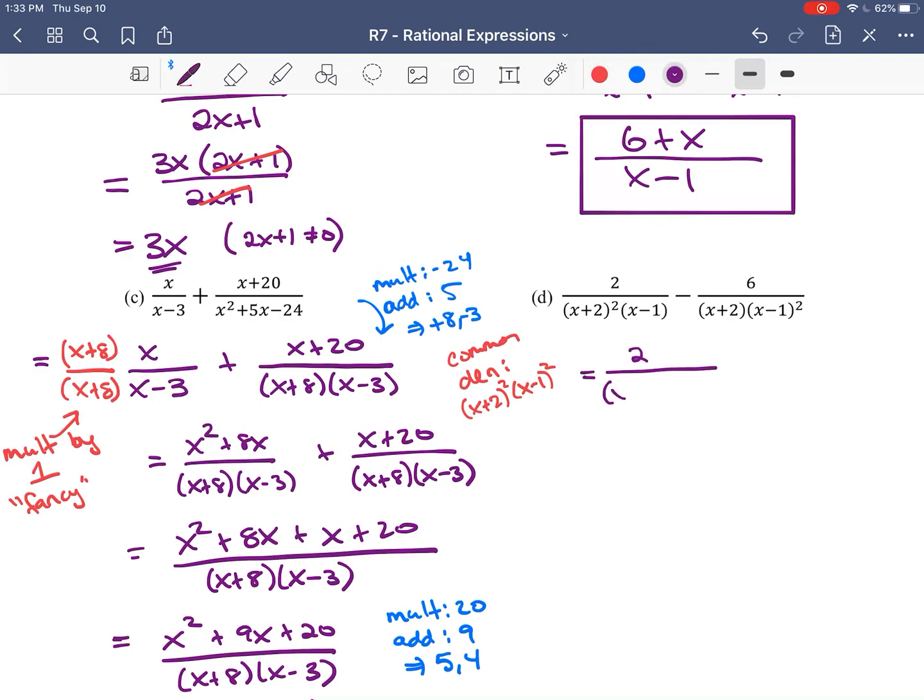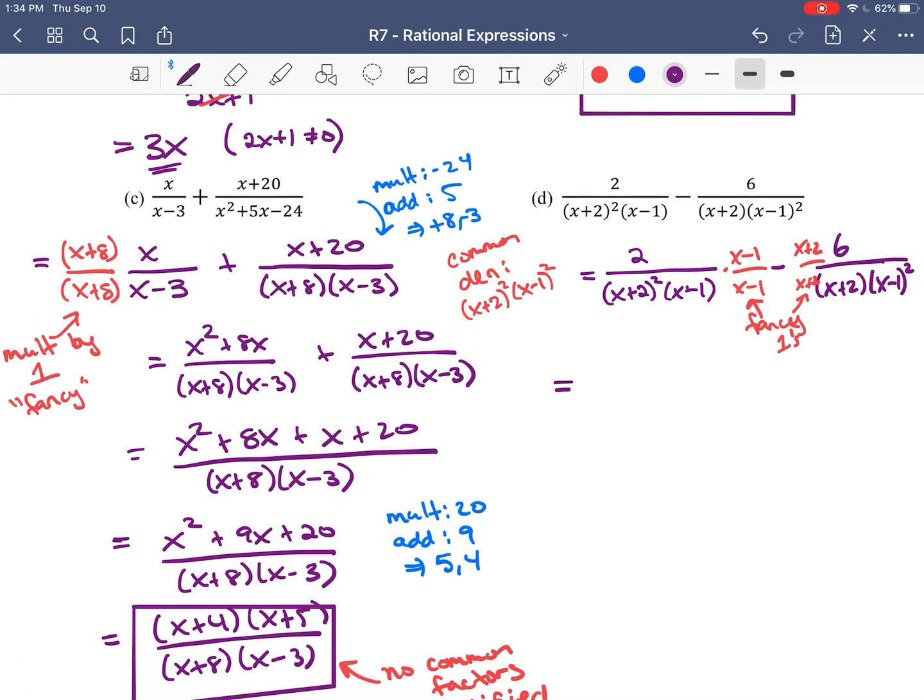Okay, so on this first one, I already have the x plus 2 squared, but I only have one x minus 1. So what I need to do is multiply by x minus 1 over x minus 1. In the other one, I only have one x plus 2, but I have both of the x minus 1s. So what I want to do, which I don't have room for, so let's make this minus a bit smaller, is multiply by x plus 2 over x plus 2. Okay, so these, remember, are our fancy ones. Okay, so you're always allowed to multiply by 1.